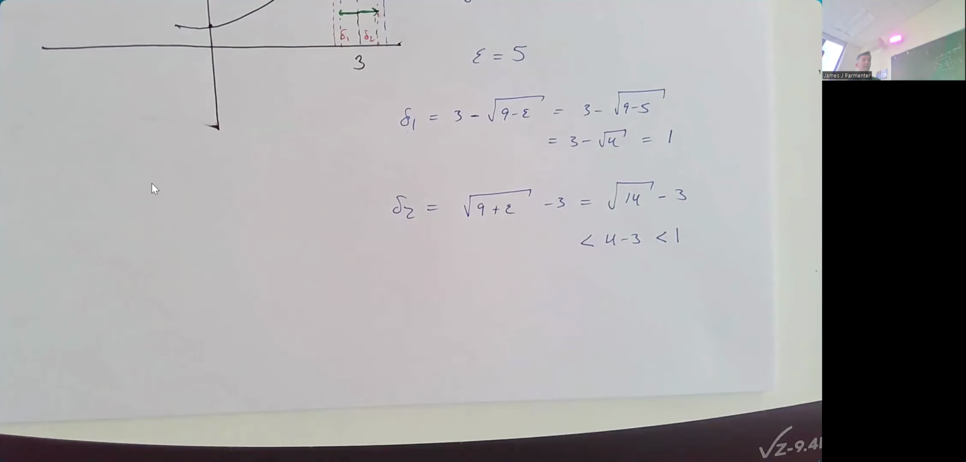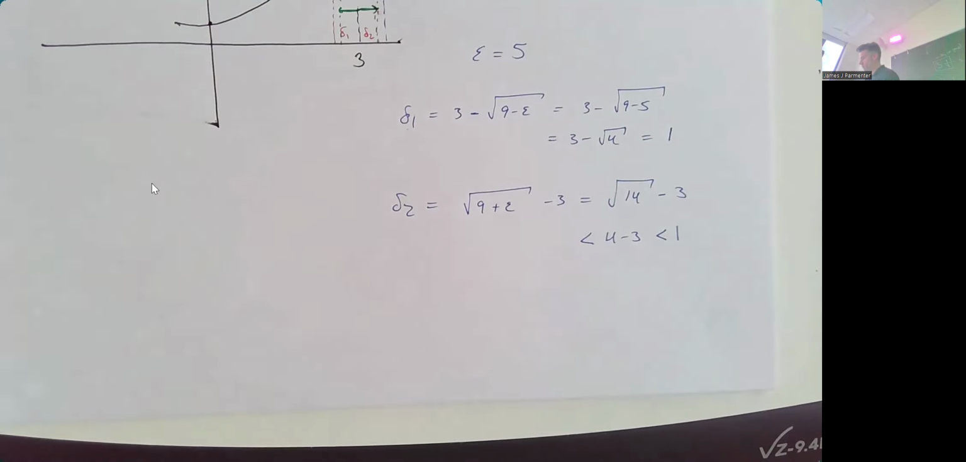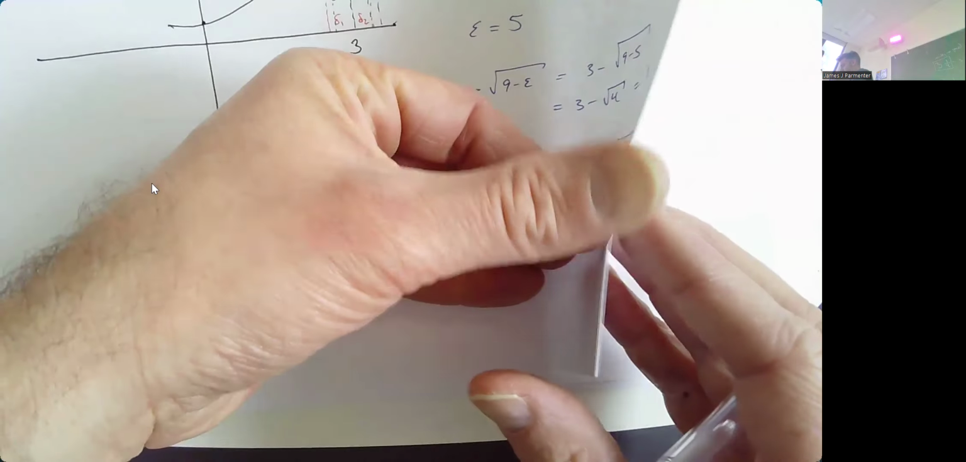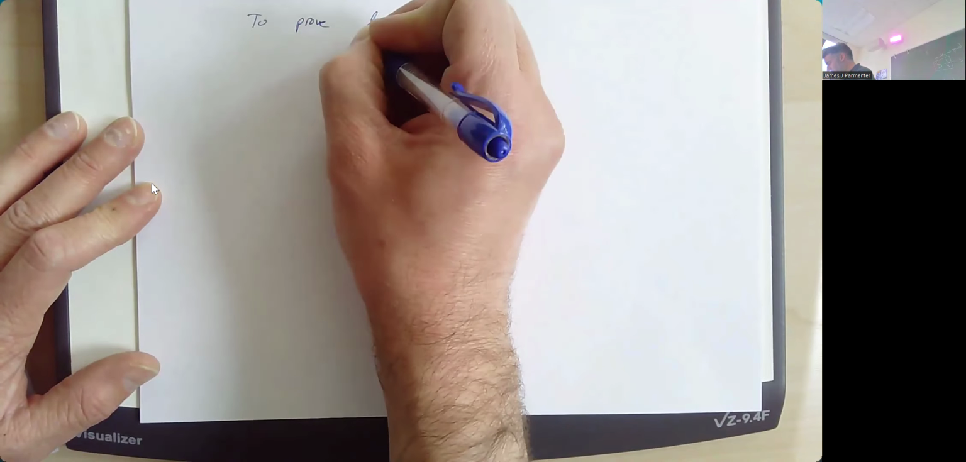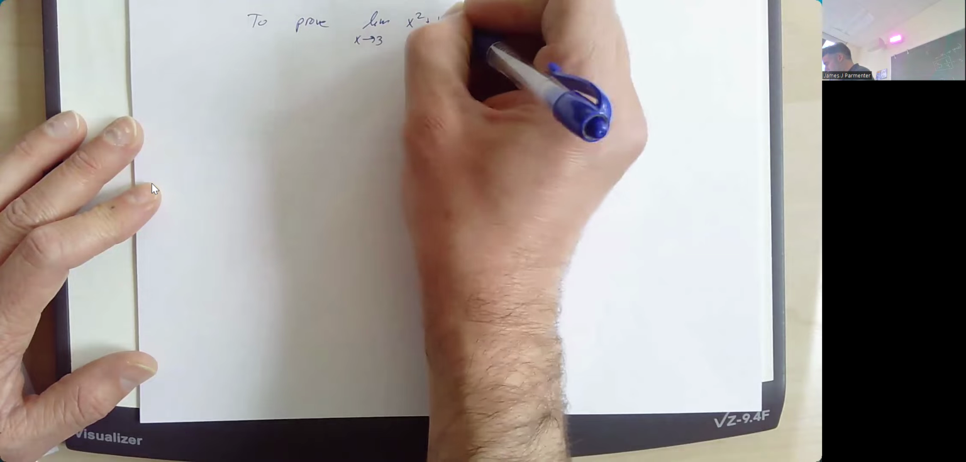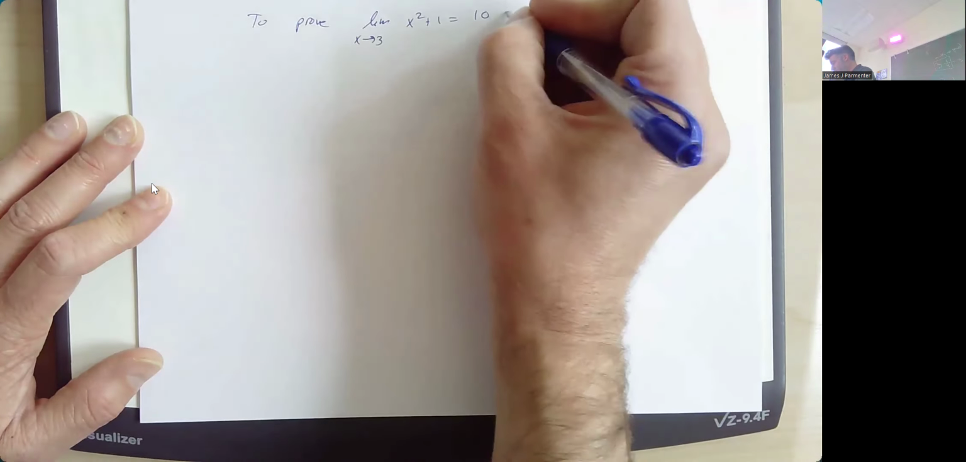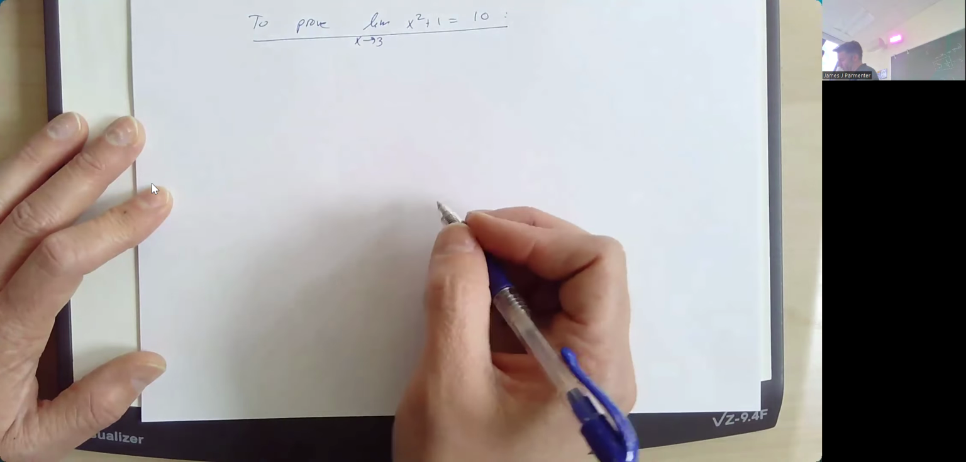So now we've done all the work we need to do. Now we're going to write the proof, right? Because we still haven't written the proof yet. We've just done all the things. So let me write the proof and then I'll say the words. So to prove, to zoom back out, maybe. So to prove that the limit as x approaches 3 of x squared plus 1 is equal to 10, we'll do the following.